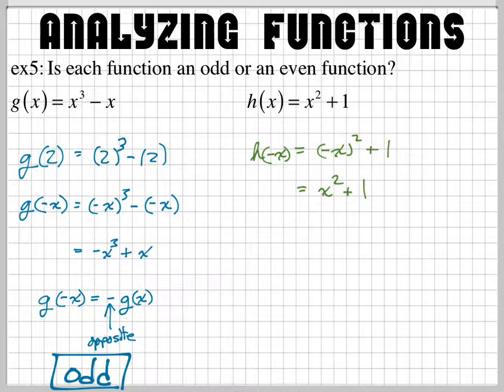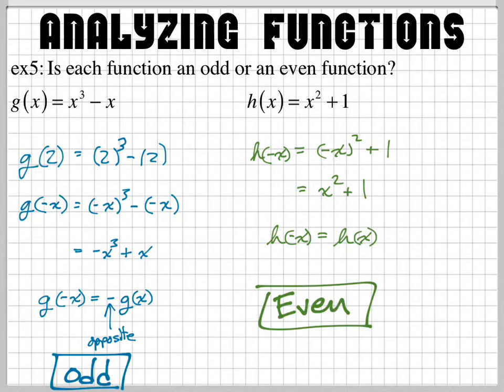So if you plug in negative x to a function and you still get the regular function, you see there's no opposite here, you still get the regular function, then that's even. That's how you find odd and even functions.